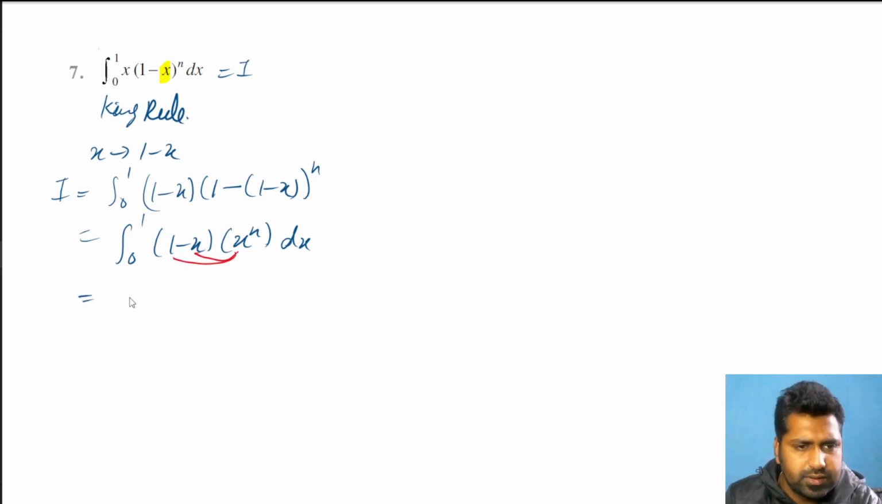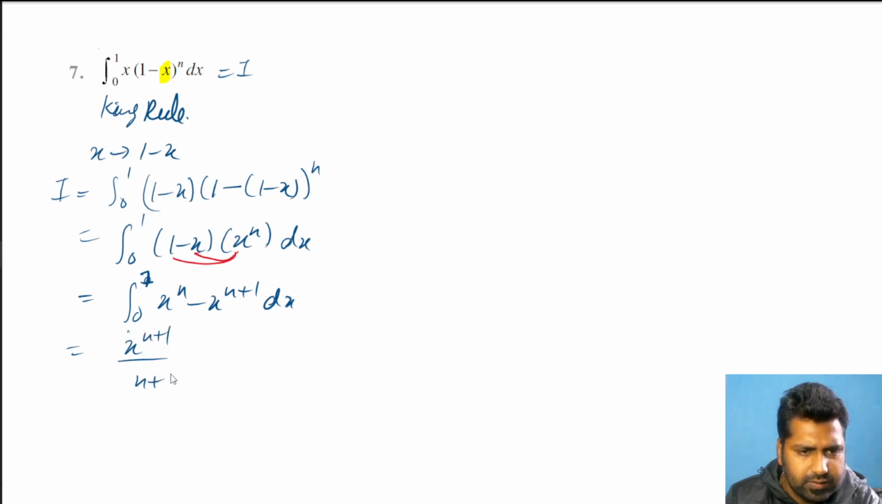So this becomes integration 0 to 1 of x raised to power n minus x raised to power n plus 1. Add the power. This becomes x raised to power n plus 1 upon n plus 1, limit 0 to 1, minus x raised to power n plus 2 upon n plus 2, limit 0 to 1.